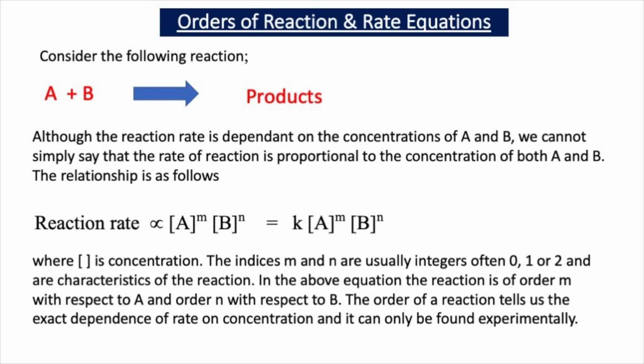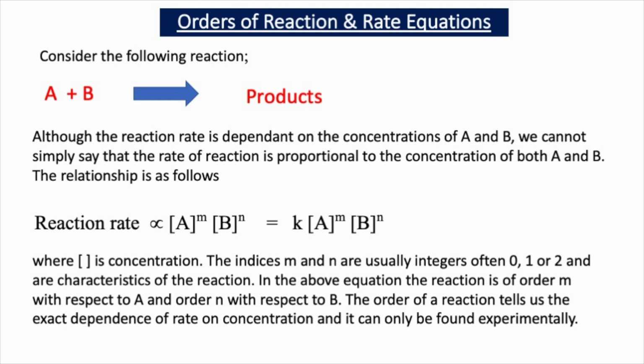We can express this as reaction rate equals k times the concentration of A raised to a power m times the concentration of B raised to a power n. The square brackets here represent concentration of these reactants, and m and n are the orders. Order is the power that concentration is raised to in the rate equation. These indices m and n are usually integers, often 0, 1 or 2, and they're characteristics of the reaction.